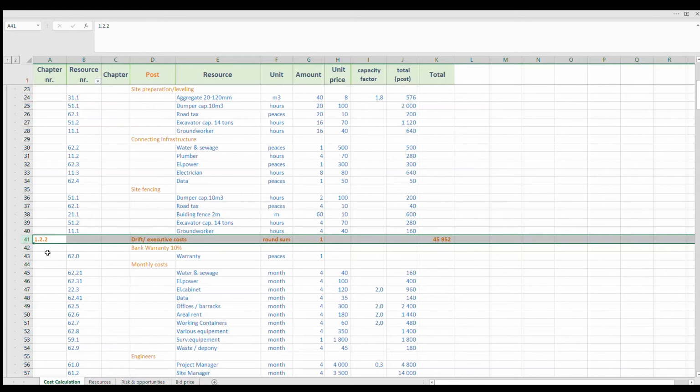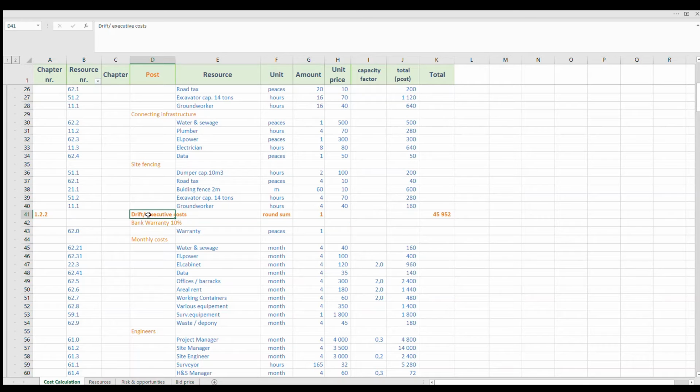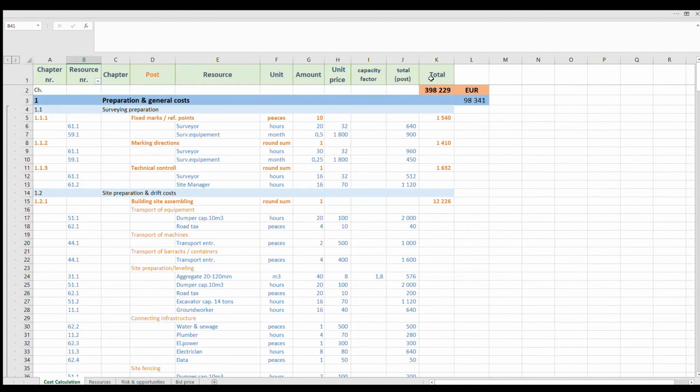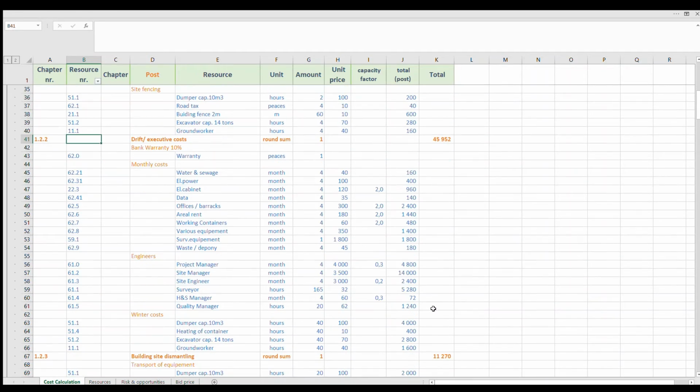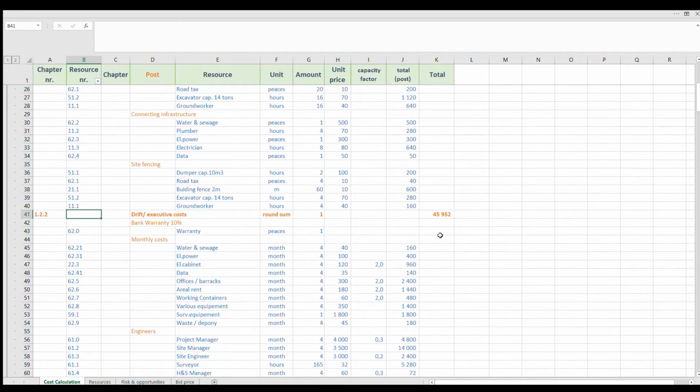Next, actually next post: drift and executive costs are really big. You can think about this line as about 10 to 20% of all costs here. It's not always like that, but it should be around these levels. You must think about bank warranty, which is about 10% of the whole process.